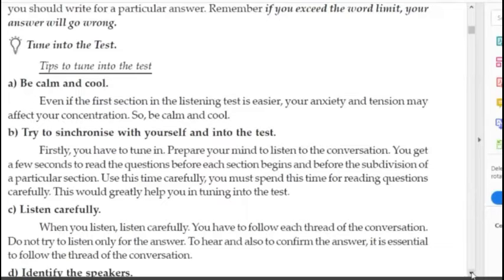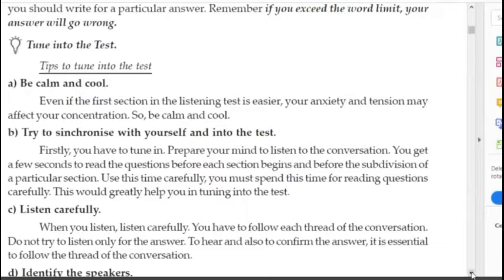That means, read the question very gently, very carefully, and try to understand the question. The mind can do only one thing at a time. It cannot do two things at a time. So when you read the question very carefully, your nervousness vanishes, all the problems vanish, and you slowly tune into the test.